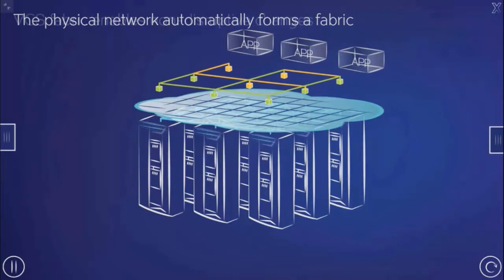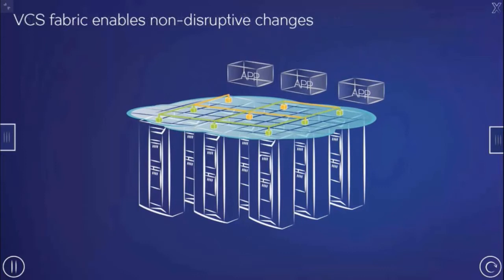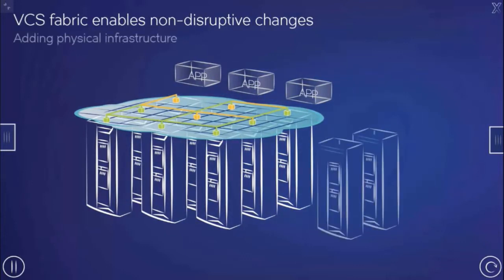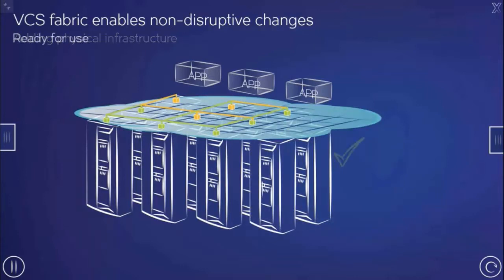Since it is a true fabric, it automatically forms when you connect the switches. You can make non-disruptive changes to the network while you're running your applications on top without any application disruption. That means you can expand the physical network underneath. With network convergence times being sub-second, there is no impact on your running applications. Even if you want to decommission parts of the network because you're no longer using it, you can do that without any application impact.